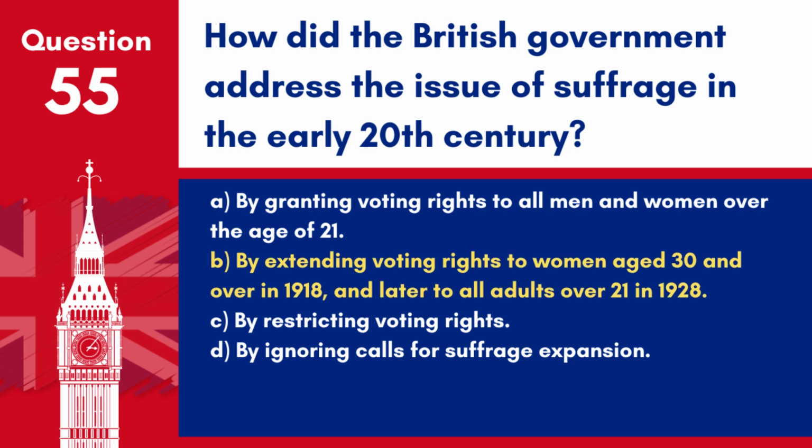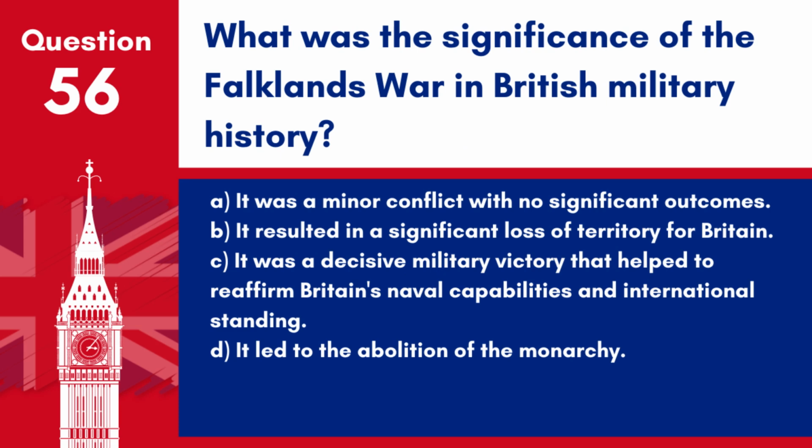Answer: B. By extending voting rights to women aged 30 and over in 1918, and later to all adults over 21 in 1928. The British government progressively addressed the issue of suffrage by first extending voting rights to women over 30 in 1918 and later equalising the voting age for men and women at 21 in the Representation of the People Act 1928.